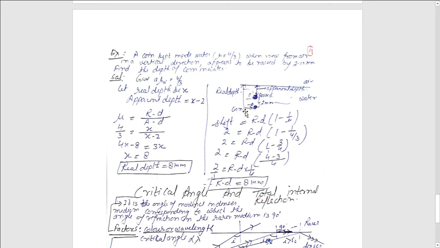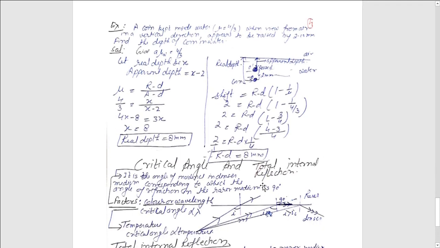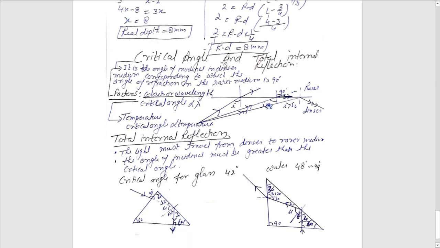If you say that this is real depth and assume it is x, and this is 2, so what is apparent depth? x minus 2. For this kind of question, student, you need to draw a rough diagram. A rough diagram you must do before solving the numerical. So mu is equal to real depth upon apparent depth. I have just told you how to do it. Or you can apply this formula: shift is equal to real depth into 1 minus 1 upon mu. Substitute all the values, take the reciprocal, take LCM, solve, real depth is 8 millimeter. The answer will remain the same.